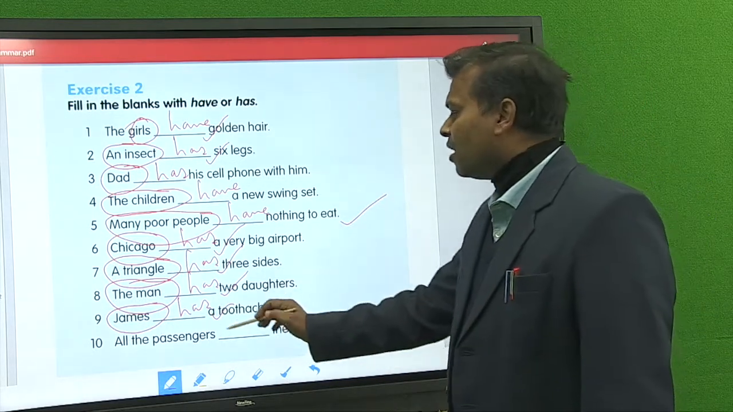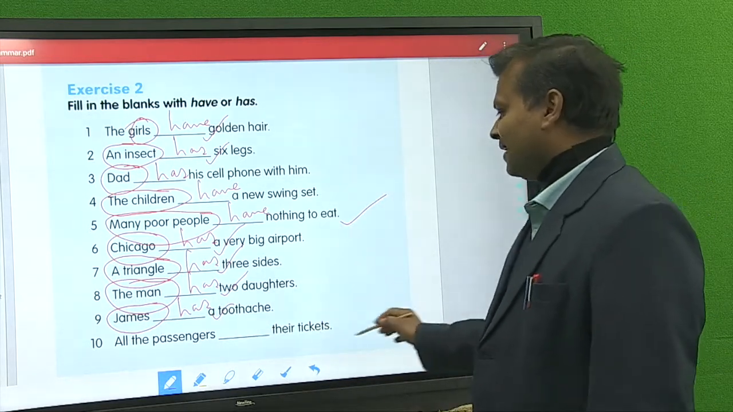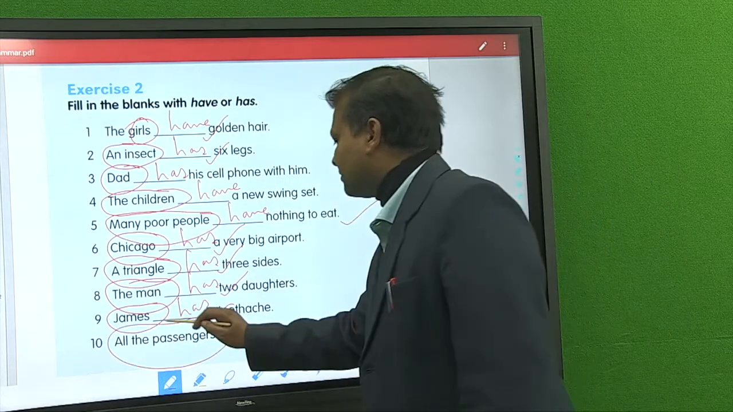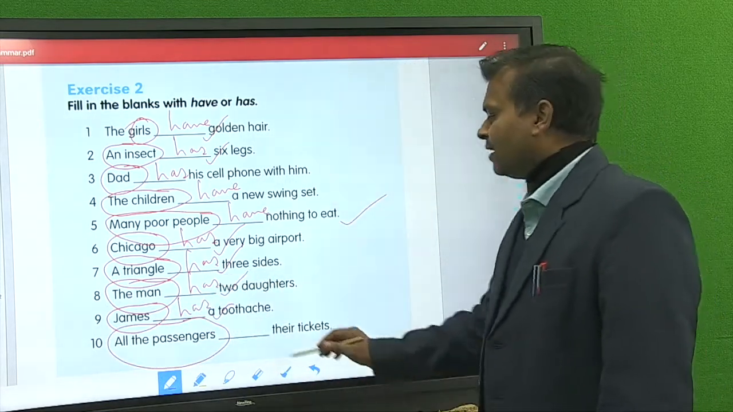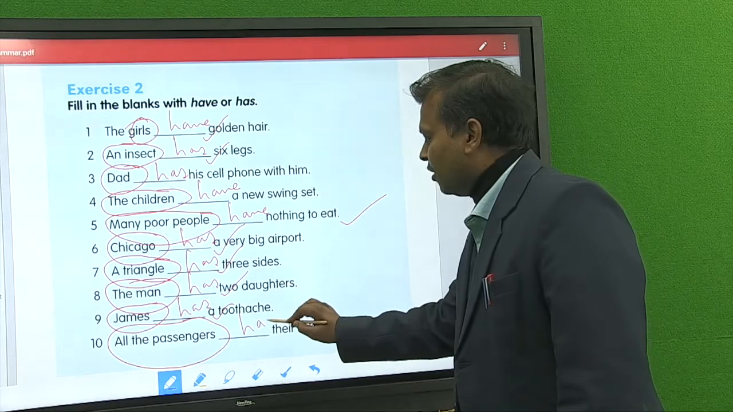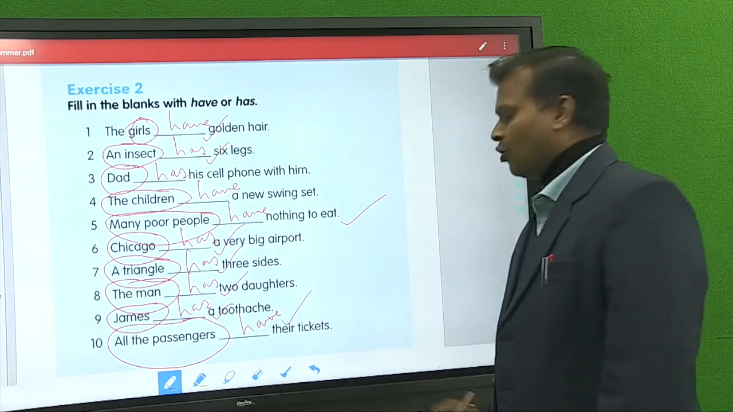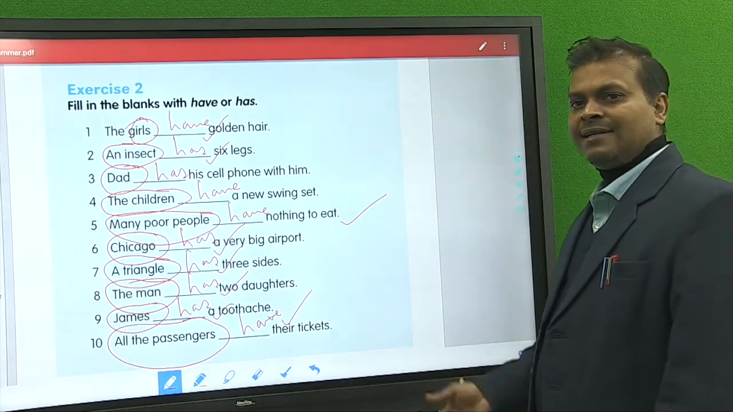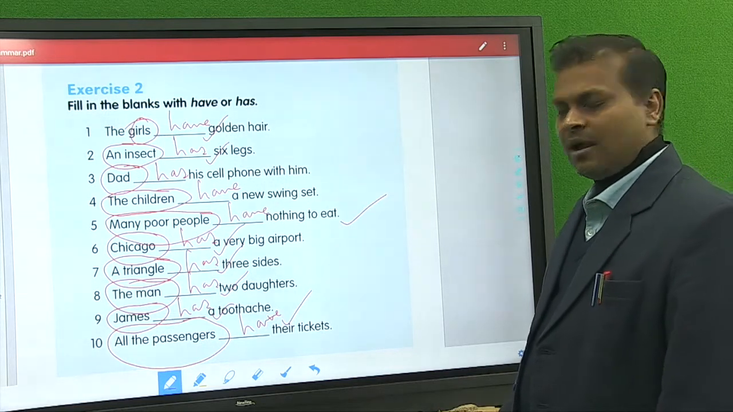And the last question, all the passengers dash the tickets. All the passengers here is third person plural number. That's why we will be using have with it. All the passengers have the tickets. I hope, students, the use of has and have should be clear with you, and I hope you have learned well.